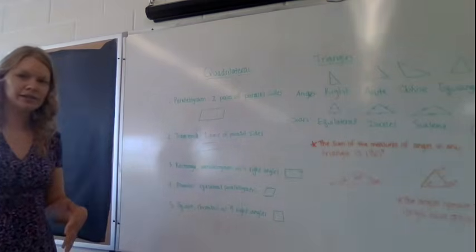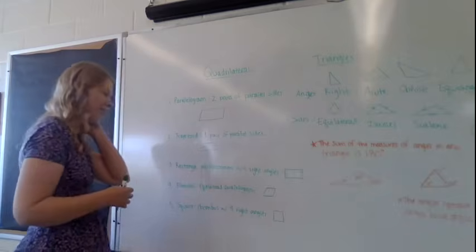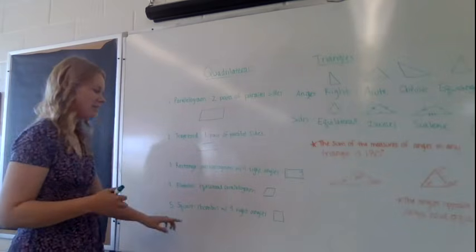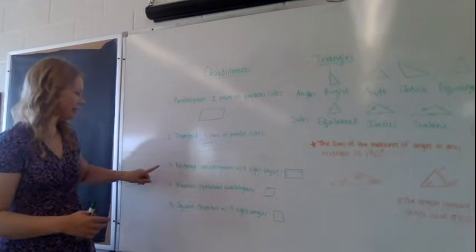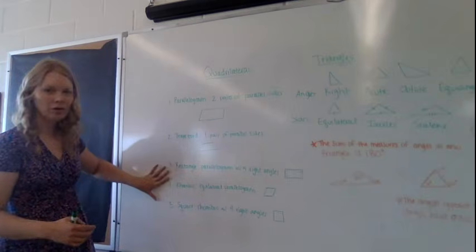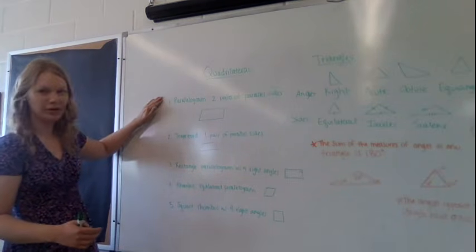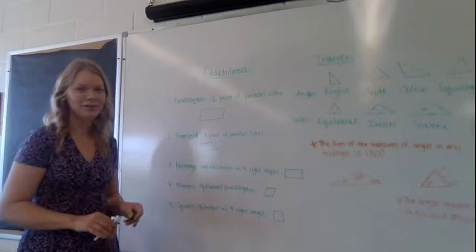A square is a type of rhombus, so that means it's also a type of parallelogram that contains 4 right angles. So you may have picked up on this, but these 3, rectangle, rhombus, and square, are all special types of parallelograms. And then we've got the trapezoid kind of over on its own.